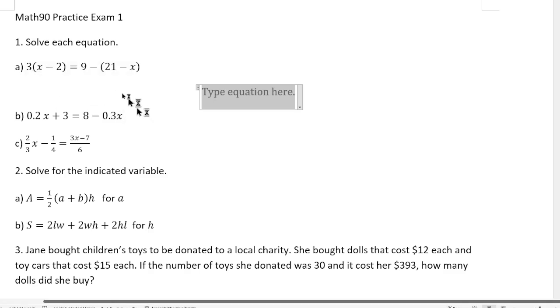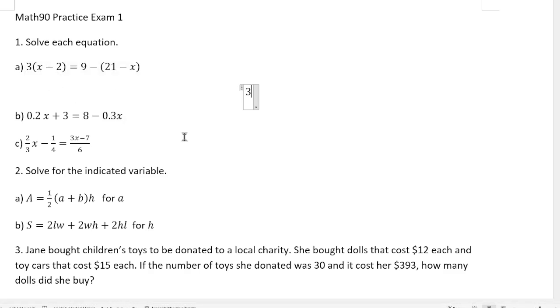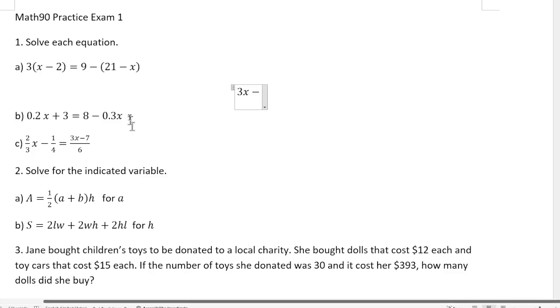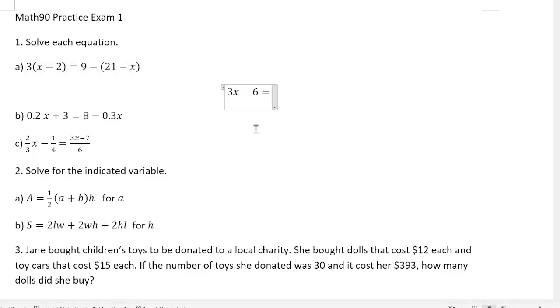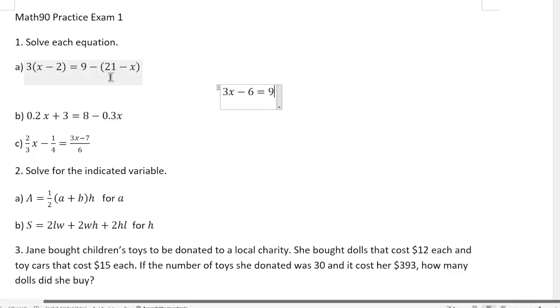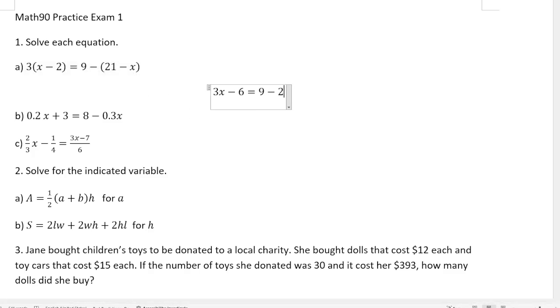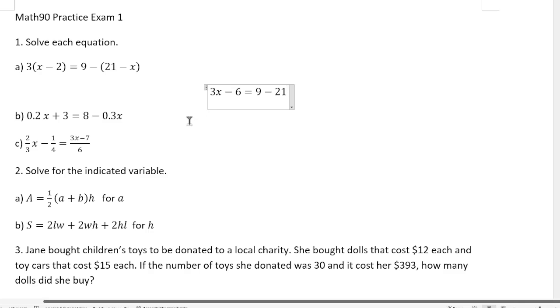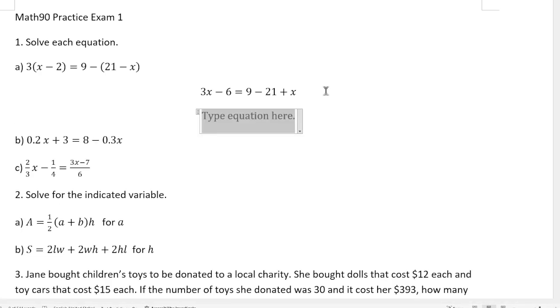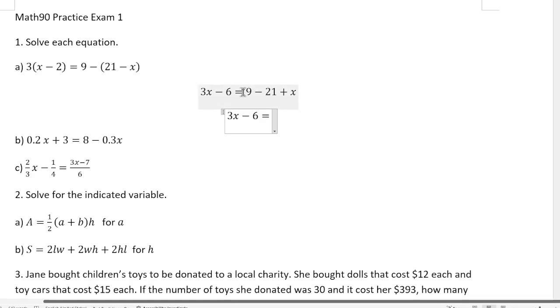Question 1a, let's multiply the 3. So 3x minus 3 times 2 is 6, so 3x minus 6 on the left side. On the right side you have 9 minus 21, and then minus minus is plus, so this is what you get. Now let's simplify the right side as 9 minus 21 is 21 minus 9 with a minus sign, so it's negative 12 plus x.